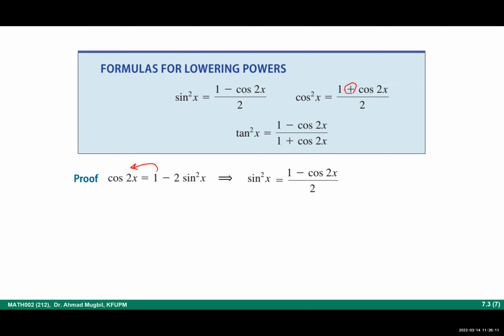You will get this. Similarly, you know that cosine 2x is 2 cosine squared x minus 1. Solve it for cosine squared. Add 1 to both sides, divide by 2. No need to memorize it, right? You can obtain it from the double angle formulas. This is why I told you, just focus on the double angle formulas.